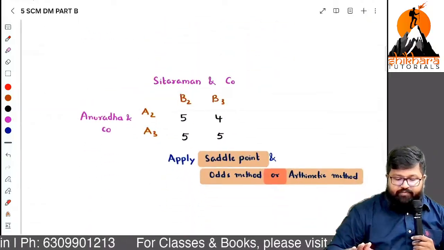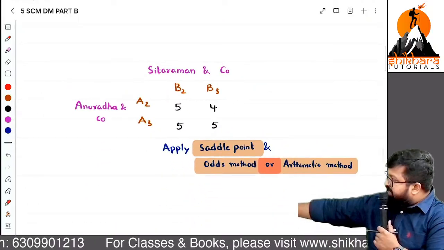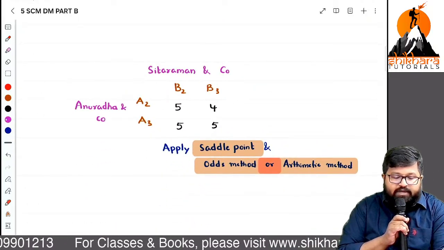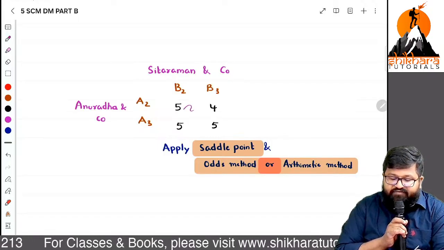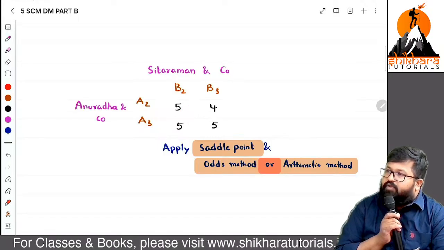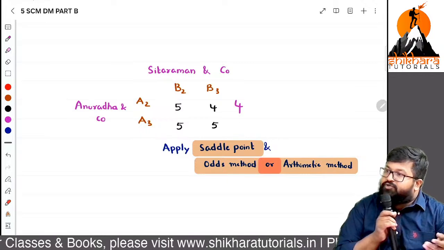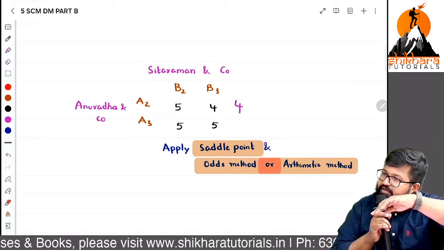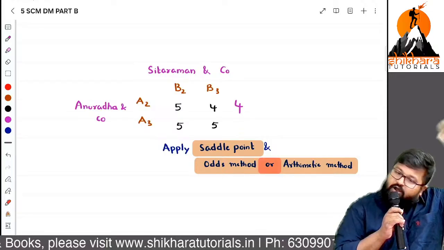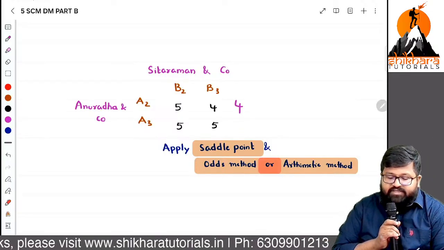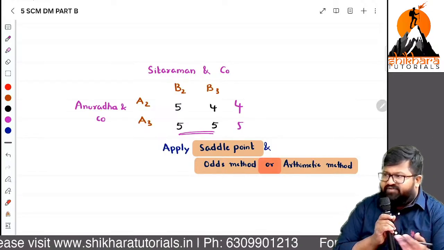Then what is the first step? Apply saddle point. First row: 5, 4. 4 is the least. Or should we take difference? Difference is which method? Odds method. Next row: 5 and 5, as it is equal, we got 5.